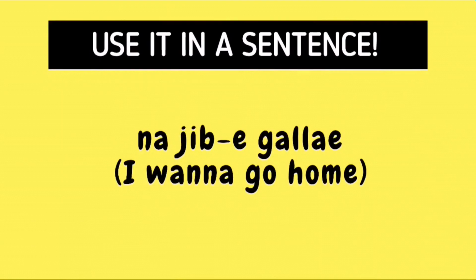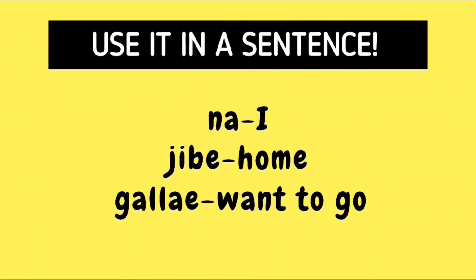Now let's try looking into this example sentence. It says, na chipe kale, which is translated into English as, I wanna go home. That sentence could be subdivided into three. The first part is na, which means I. Second part is chipe or chip, which means home. And the third part is kale, which means want to go.